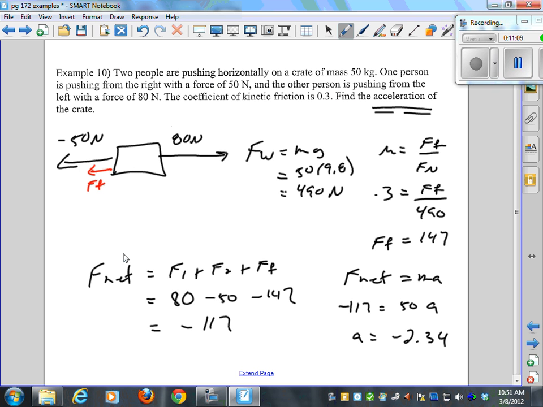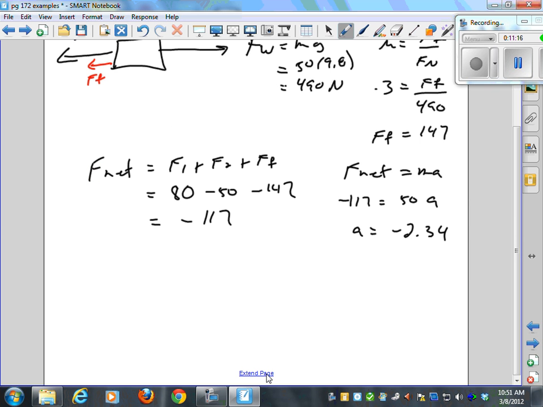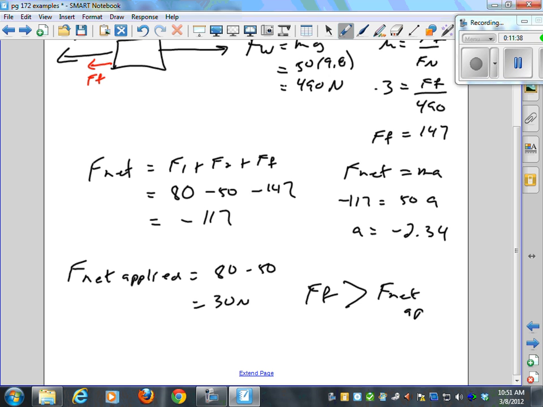In fact, this is probably a bit of a dangerous thing to do because this leads you to this, right? Maybe I should have said F net applied. Maybe I should have said that the total applied force is 80 minus 50, or 30 newtons, right? And then realize that my friction force is actually greater than my net applied force. It's dead. Therefore, what happens? No movement.